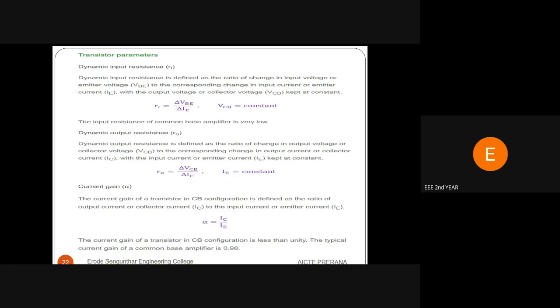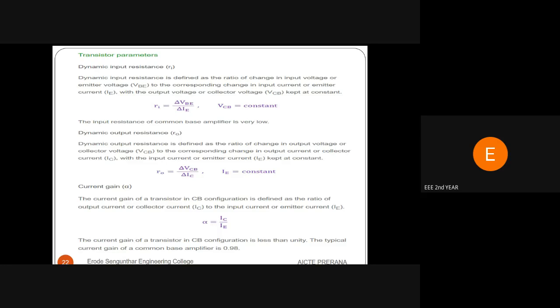The next parameter is output resistance. Output resistance is defined as the ratio of change in output voltage, here collector voltage, to corresponding change in output current, here collector current IC, with the input current, here emitter current, kept constant. That is, Rout equal to delta VCB divided by delta IC at constant IE.